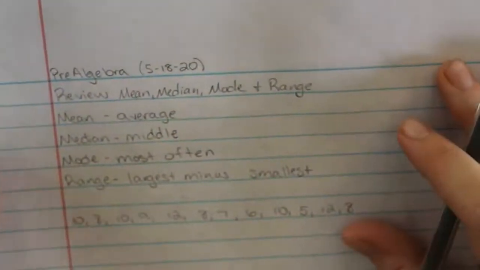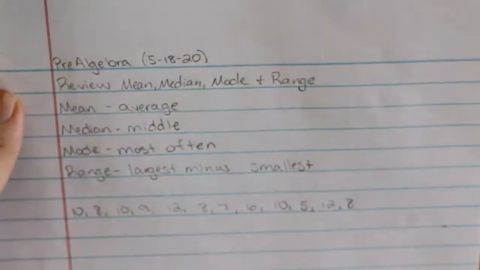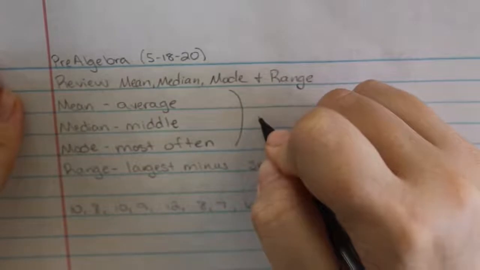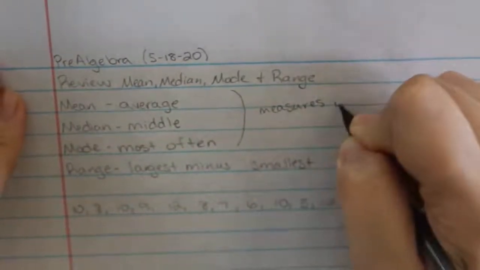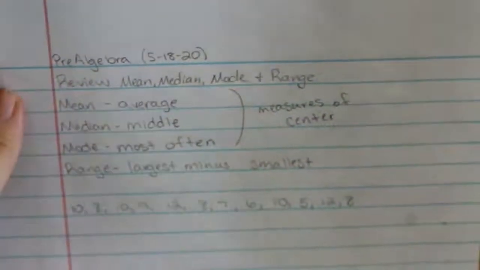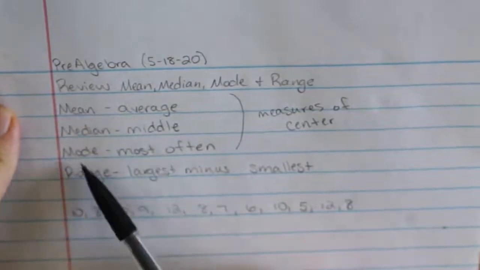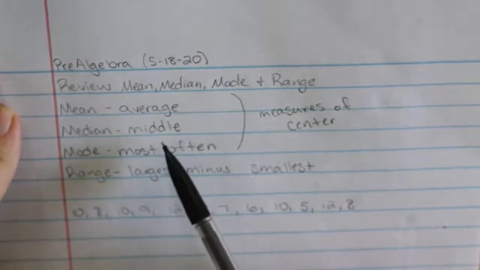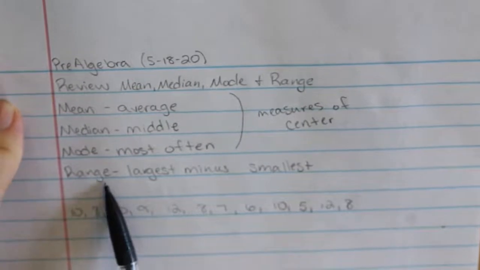Okay, for our last day of review for pre-algebra, I want to talk about mean, median, mode, and range. Now, the first three right here are what are known as measures of center. But that'll come in handy later if you need to know that. Right now, you need to know that the mean is the average, the median is the middle, and the mode is the one that is repeated most often. Now, I want to talk to you about the mode, but I'll do that when we're solving these problems. And then the range is the largest minus the smallest.